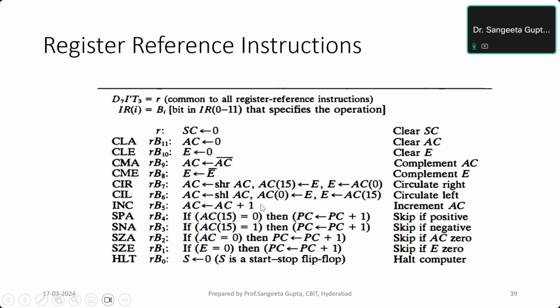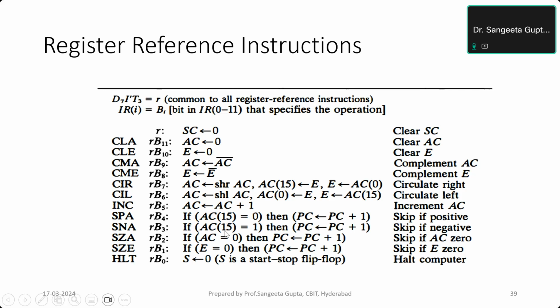The next four instructions are based on skipping. In the first instruction, we skip if the 15th bit of the accumulator, that is the sign bit, is 0. If the sign bit is 0, then we skip the current instruction and go ahead with the next instruction, represented as: if AC(15) is 0, then PC becomes PC plus 1. It is to be noted that PC already contains the address of the next instruction. So by using this skip instruction, we are not fetching the instruction pointed to by PC, but in fact, we are further incrementing PC by 1.